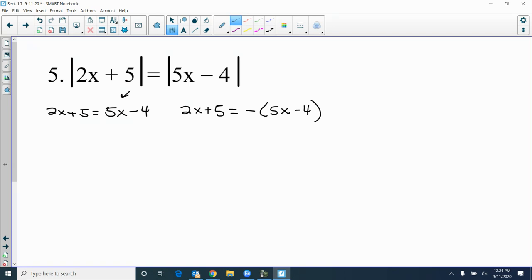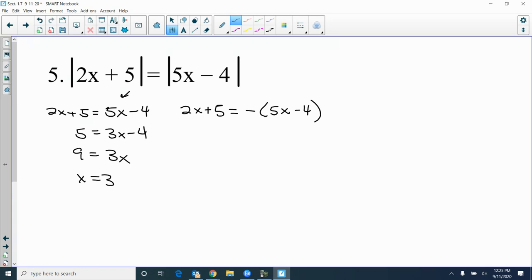3. 3, I agree with that. Subtract 2x. You get 5 equals 3x minus 4. Add 4. 9 equals 3x. X equals 3. When you plug it back in, you get 11. You get 11. So it works for that one.